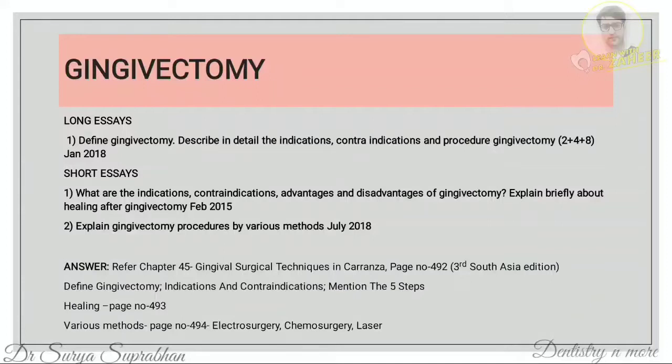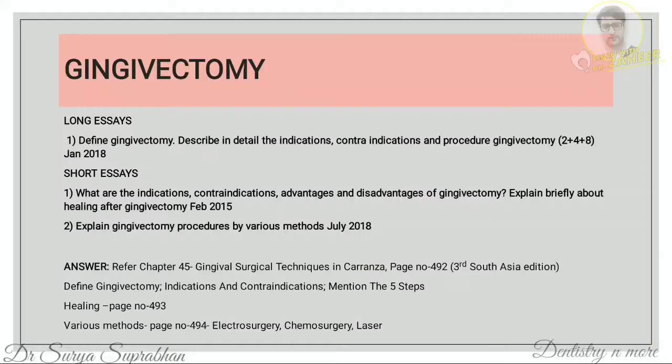So you have to refer chapter 45, gingival surgical techniques, page number 492. First define gingivectomy, write the indications and contraindications, and for the procedure of gingivectomy they have mentioned 5 steps in Carranza, mention all those. And for healing after gingivectomy they have given it in page number 493. So healing can be divided into 5 steps.